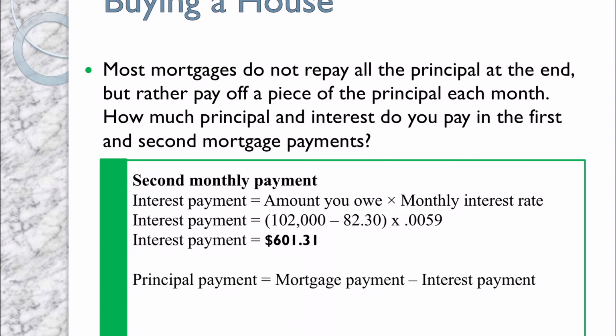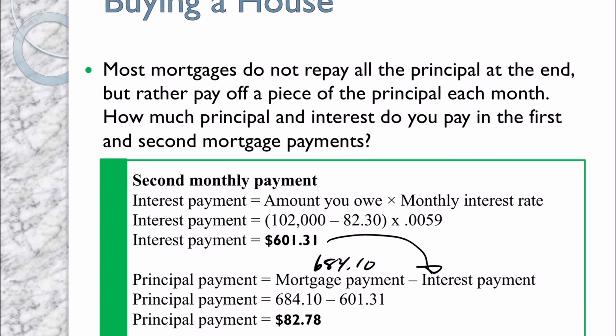I calculate the amount of my principal payment once again by taking my mortgage payment, which we calculated right off the bat, of $684.10, minus the amount that goes towards interest, and I end up getting a principal payment of $82.78. So when you're dealing with these amortization schedules and these fixed payments, where a portion of the payment goes towards reducing principal and a portion goes towards accruing interest, you'll notice that early on a higher percentage of the payment goes towards interest that is accruing, and later on in the loan a higher percentage of the payment goes towards reducing your principal amount.